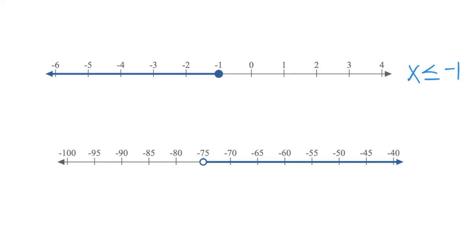For our next one, we have an open circle, and it's pointing to the right. So x, it's pointing to the right, so that's greater than -75. So here we have a closed circle pointing to the left, so that's less than or equal to, so x is less than or equal to 0.